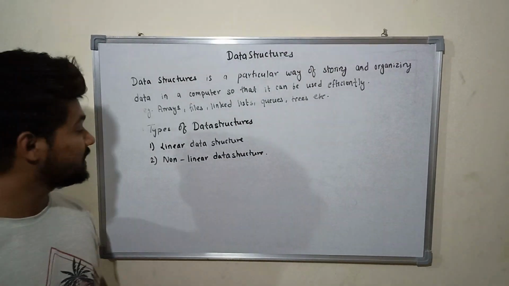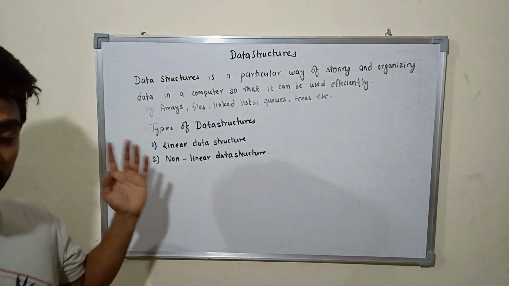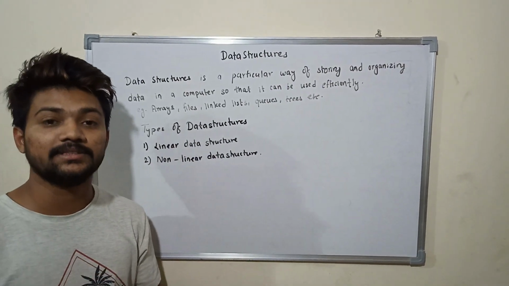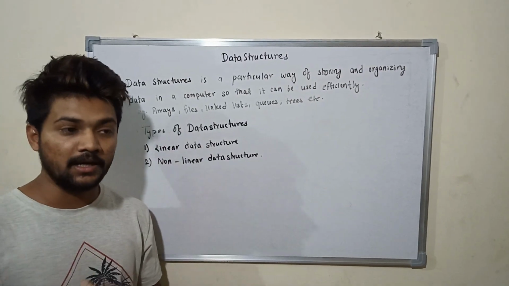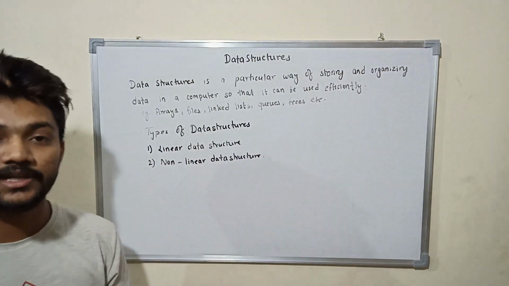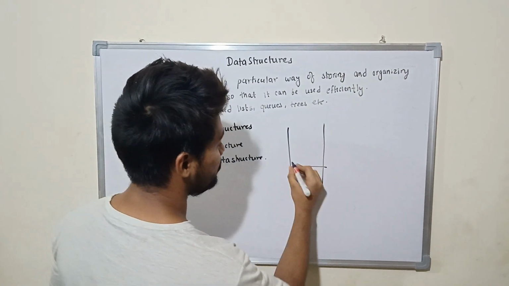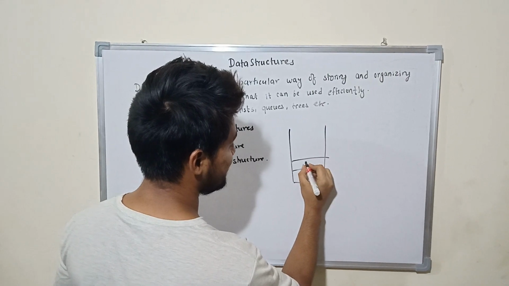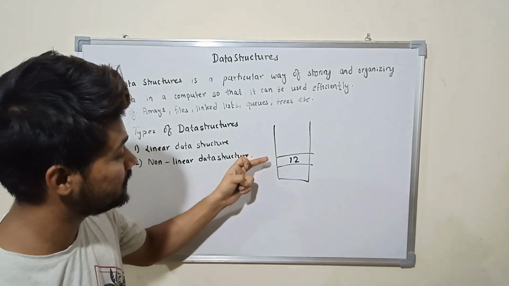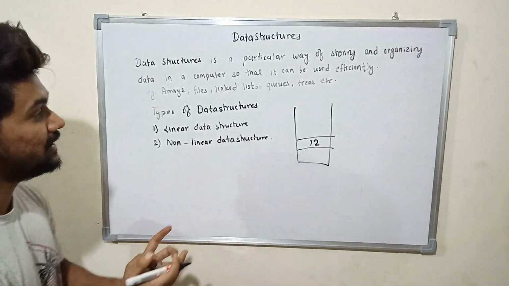So there are two types of data structures: the linear data structure and the non-linear data structure. Linear data structures are those in which we can access the elements in a sequential manner. That is, if we can access a single element in the structure, then with the help of that element we can access another element. For example, take an array. In an array, if we know the position of this element 12, then we can retrieve the elements below it and outside of these locations. That means sequential order.